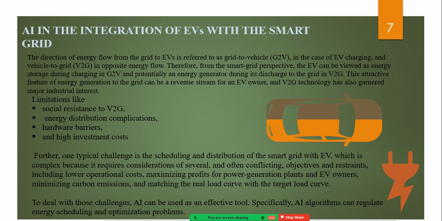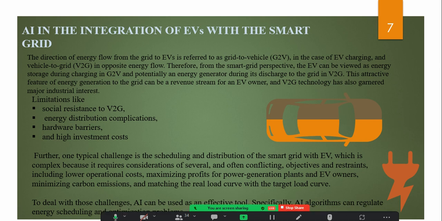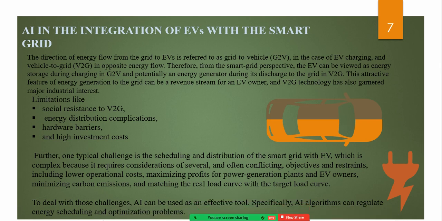Therefore, from the smart grid perspective, an electric vehicle can be viewed as an energy storage in the form of G2V, and similarly, it could be energy generated during its discharge, that is V2G. This is also one of the attractive features, and this could be energy generation to the grid, which can be a revenue stream for the EV owners.